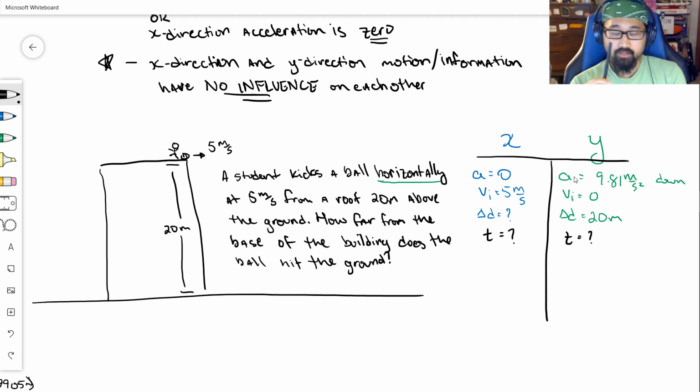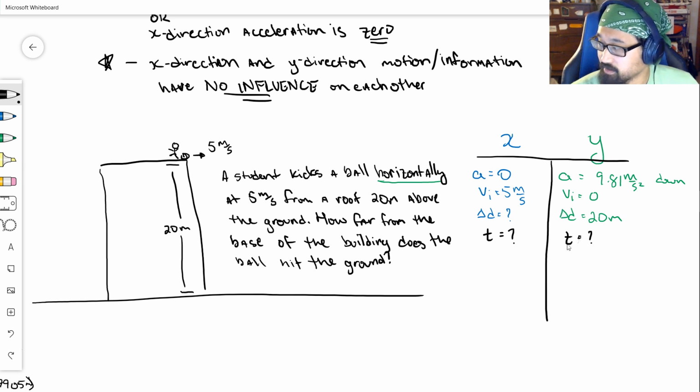However, you should notice that I've made the y information green, I made the x information blue, I made the time a different color, because the amount of time it takes for this object to drop is going to be the same amount of time that it takes to move horizontally. They happen at the same time, which is why it looks like it follows an arc. So if I know how long it takes to drop, then I also know how long it takes to move horizontally. If I can find this time, then I can use it here.